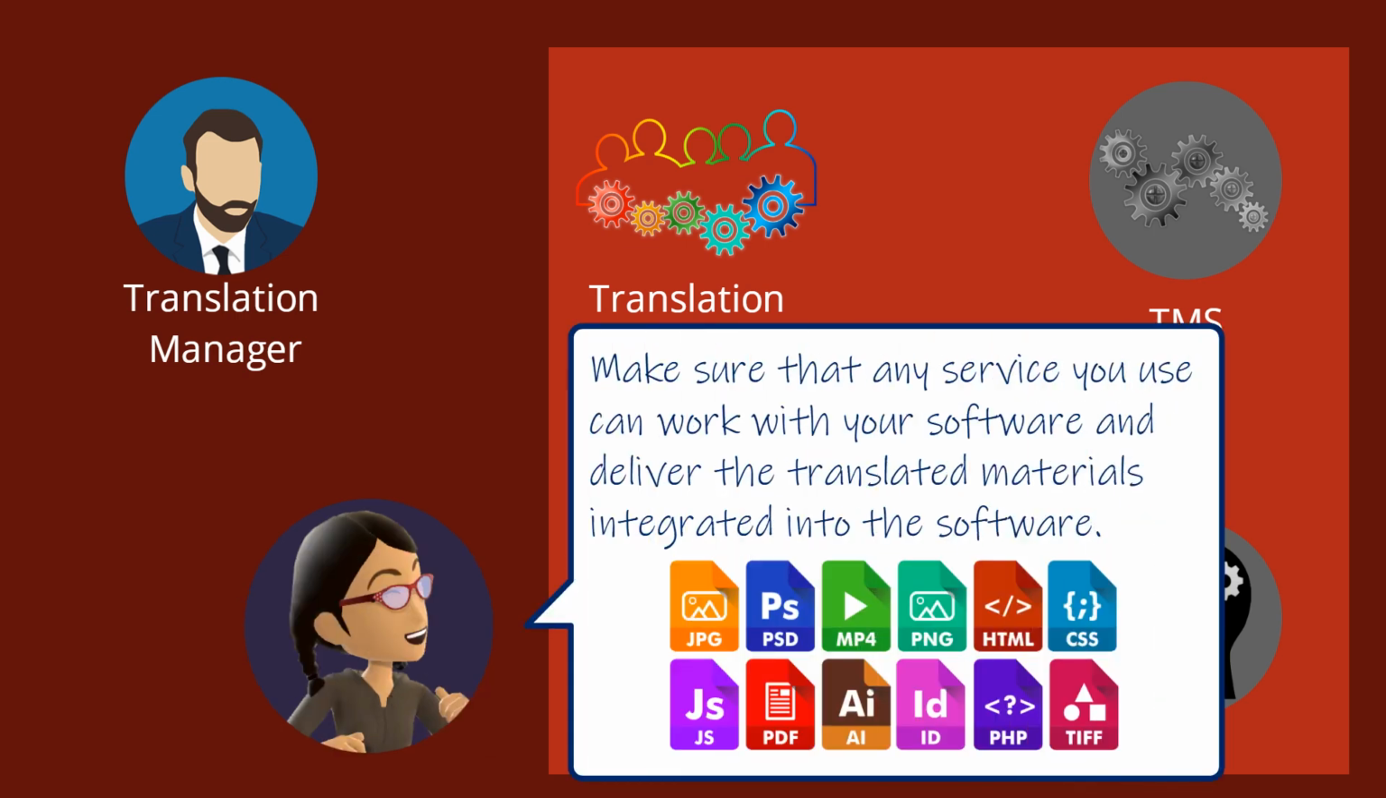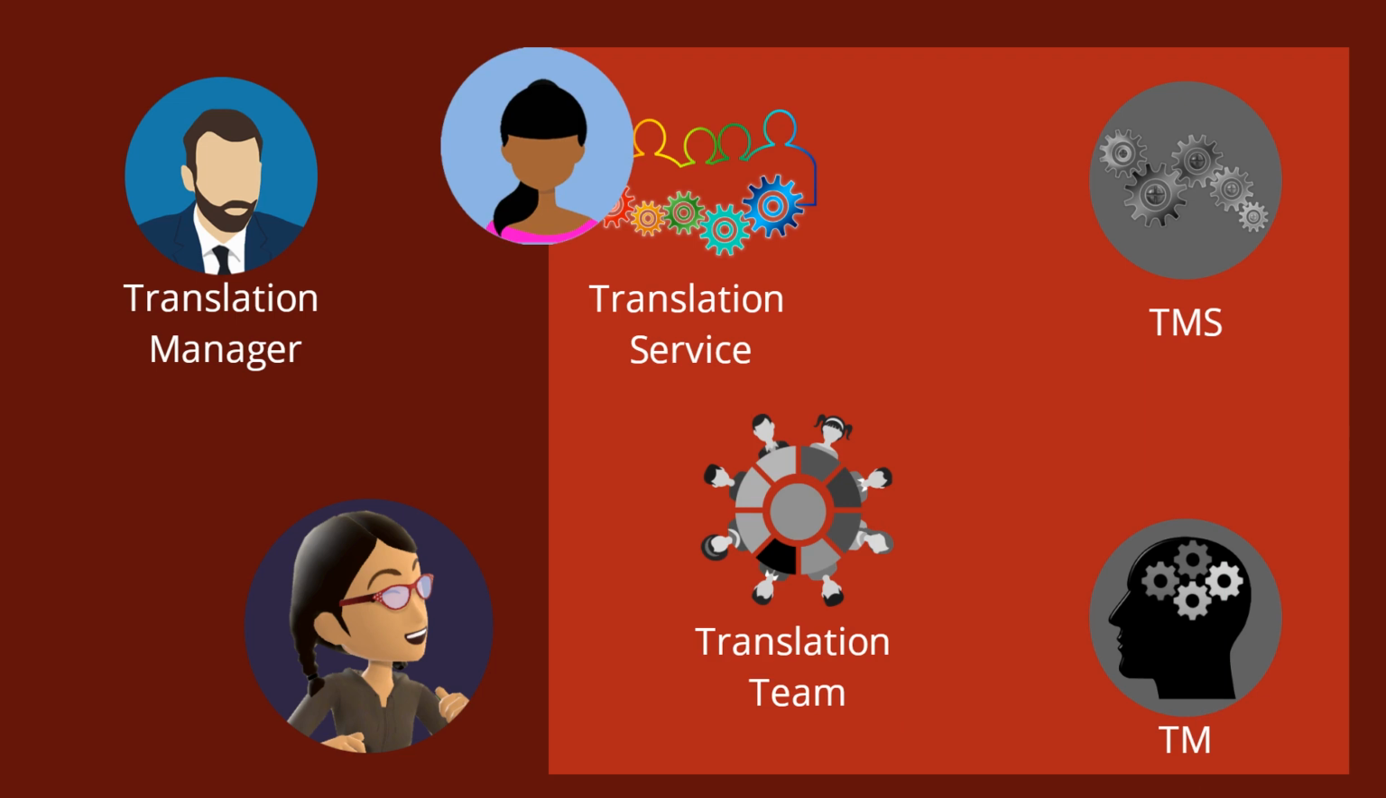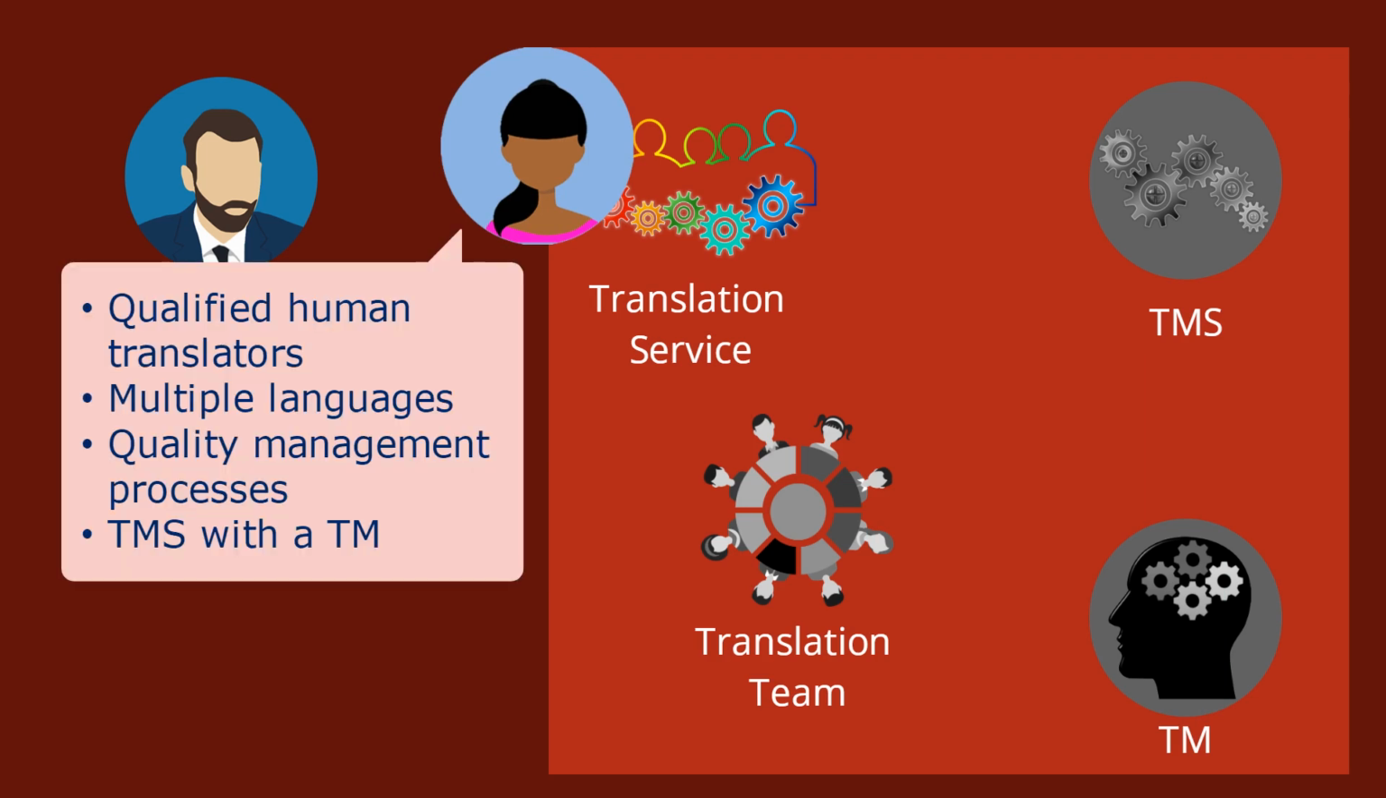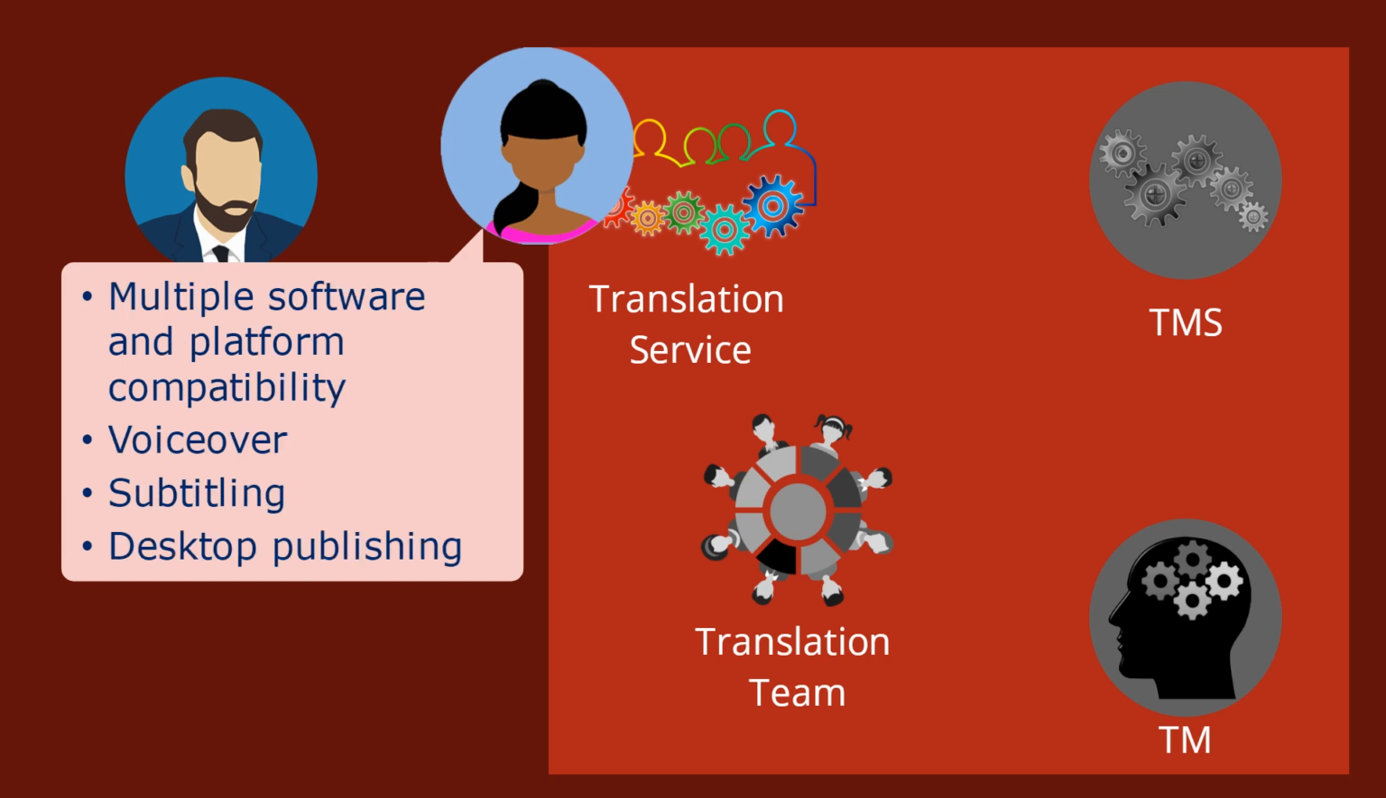Make sure that any service you use can work with your software and deliver the translated materials integrated into the software. Generally, you'll interact with a project manager at the agency who ensures all your needs are met. I represent the translation service. Our services include qualified human translators, multiple languages, quality management processes, and a translation management system which includes a translation memory. We can work with multiple types of software and platforms, provide voiceover, subtitling, or desktop publishing. I am your point of contact for making sure we meet all your project deliverables successfully.